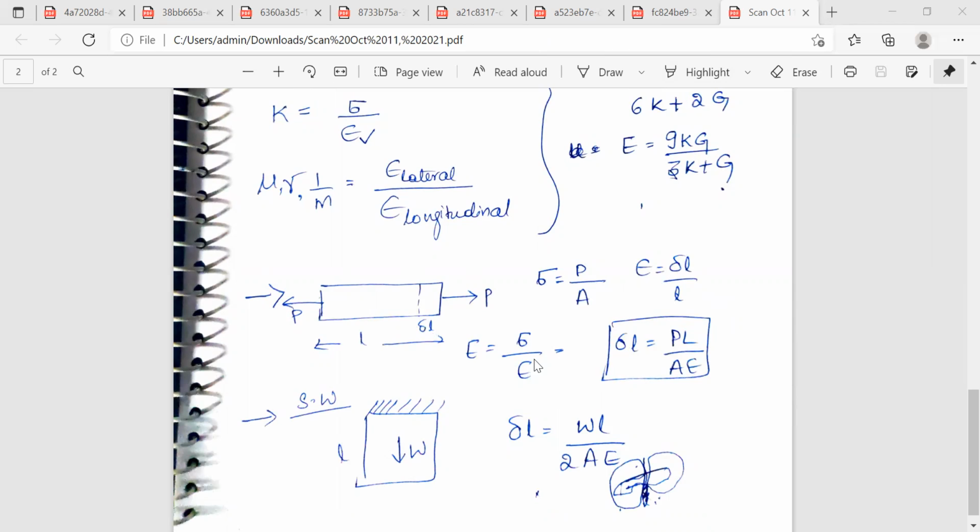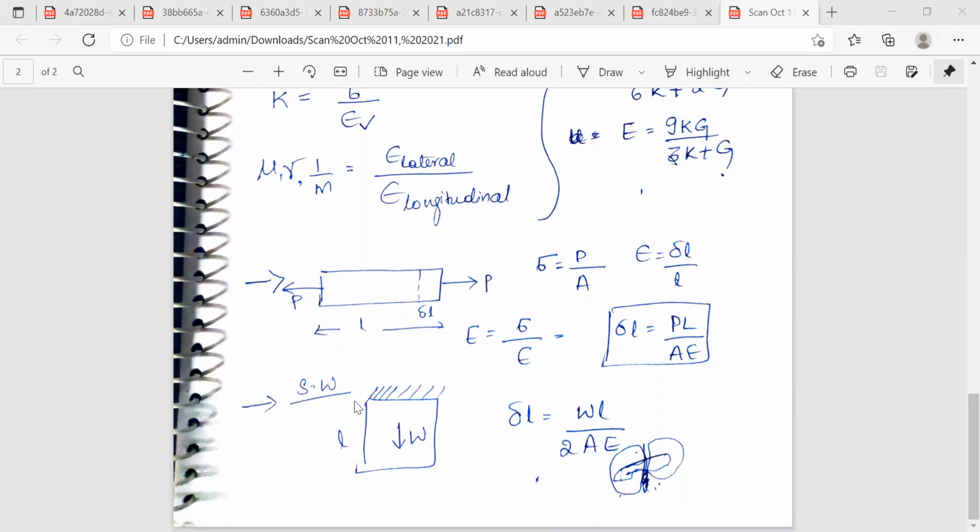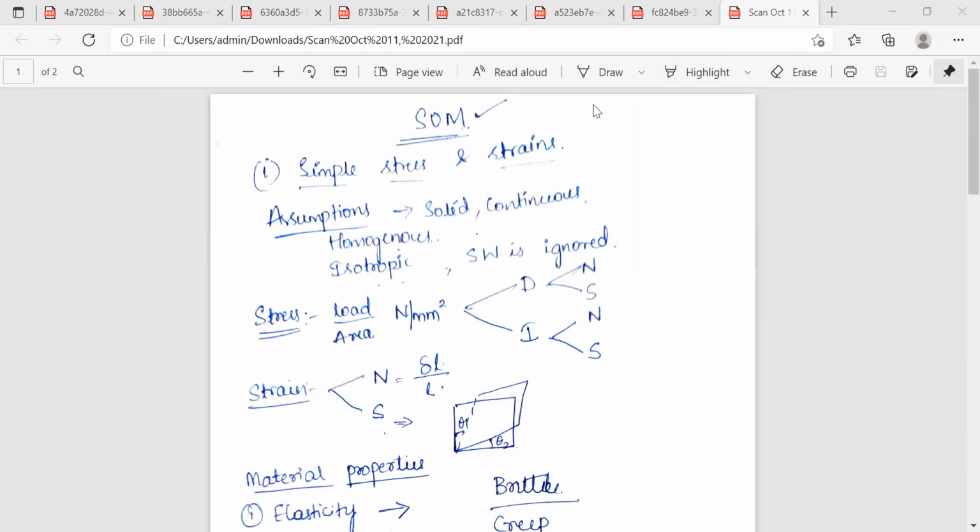Delta L: when we substitute stress as P by A and strain as delta L by L, we get delta L equals PL by AE. Next, due to the self weight of the body, where one end of the bar is fixed, and W is the self weight and L is the length, delta L is equal to WL by 2AE. These are the basic concepts of strength of materials in simple stresses and strain. And in the next class, I'll be discussing the question paper questions solved on this concept.